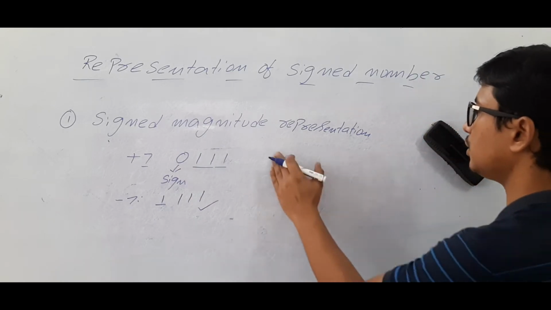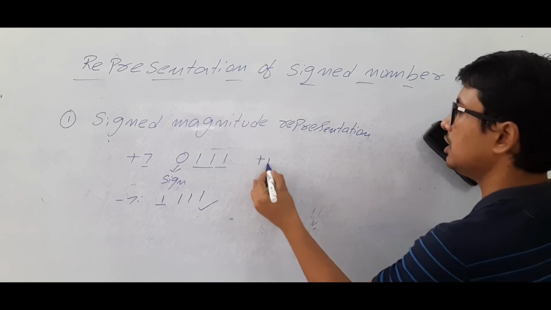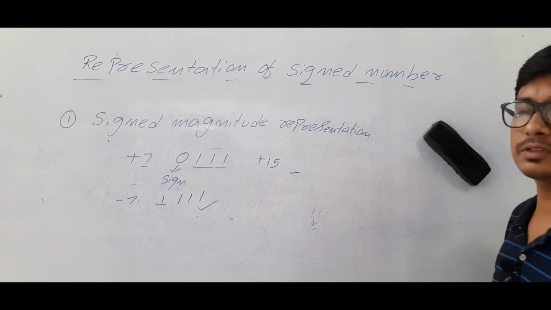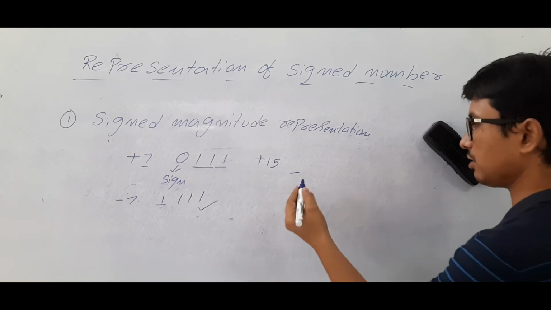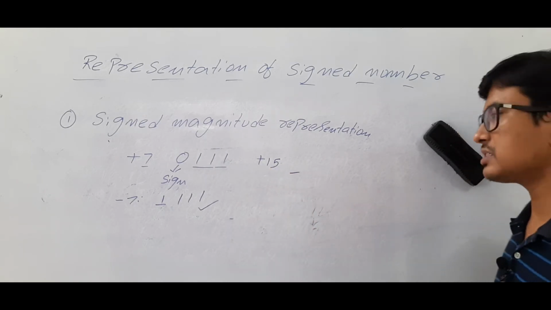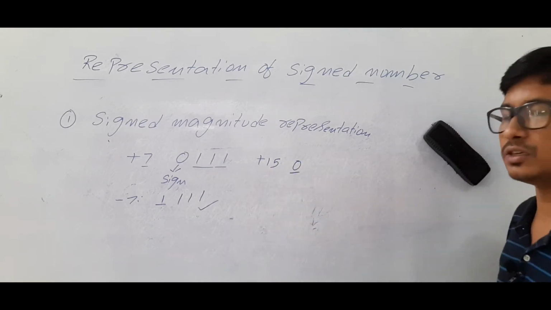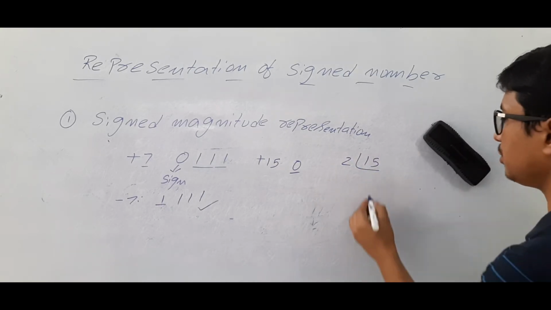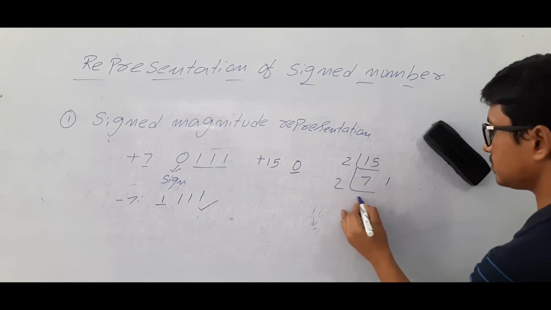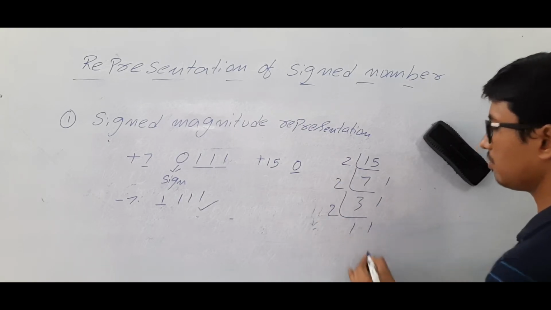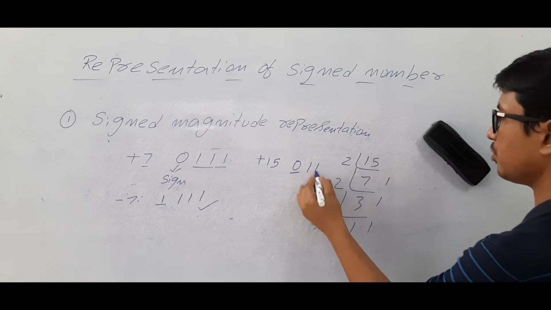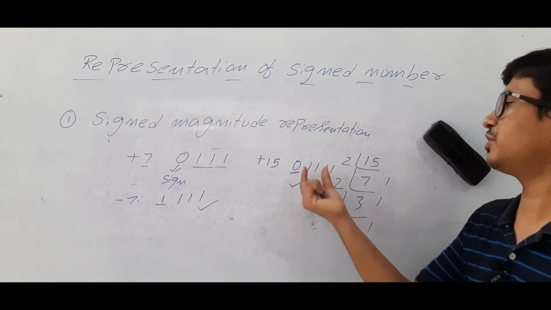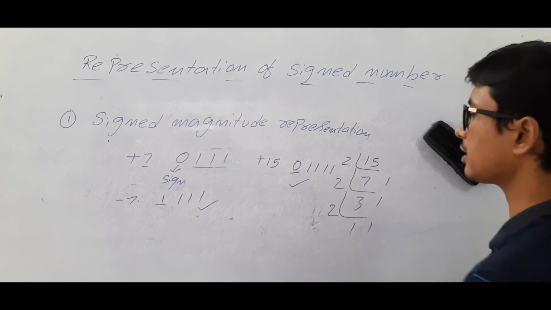If you have any doubt, let me discuss with another example. If I have plus 15, how to represent it? Out of this n number of bits, one bit is allocated for the sign bit. So you make the sign bit as 0. Now convert the 15 into a binary number. So if you do it, you will get 4 ones. Okay, keep the 4 ones here. So this is how to represent positive plus 15 using the sign magnitude representation.